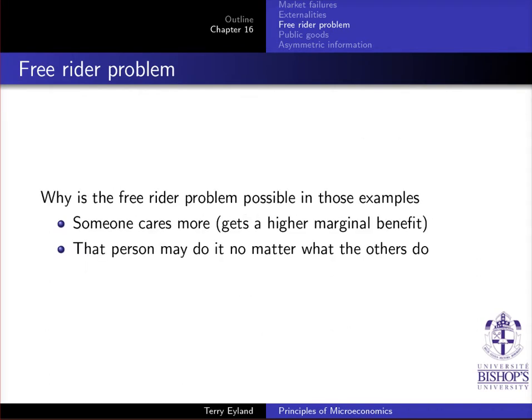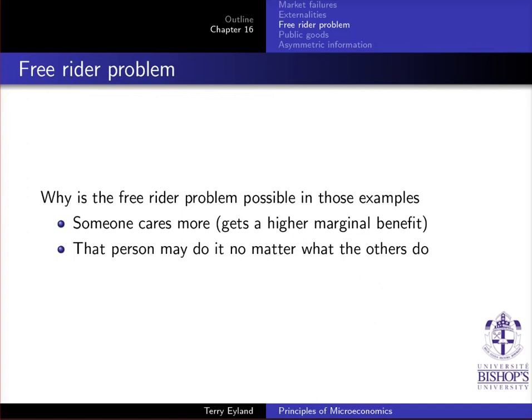Why is the free rider problem possible in those examples? Well, the big problem here is that someone cares more or gets a higher marginal benefit. If we think of that example of working in a group and having some people slack off more, as long as you know that someone in the group really cares about this project and wants a good grade, you know that even if you start slacking off, this other person's going to pick up the slack. So therefore, you might as well just sit back and relax and let the other person do more work, and you'll end up with the grade that you're satisfied with.